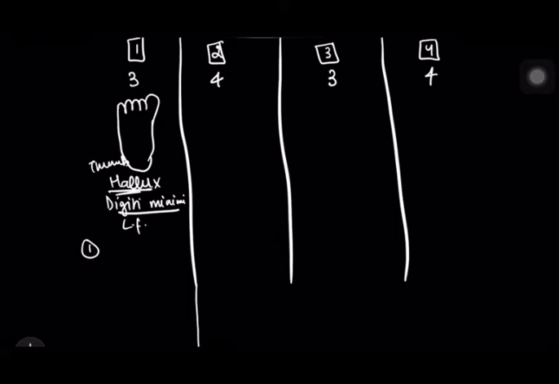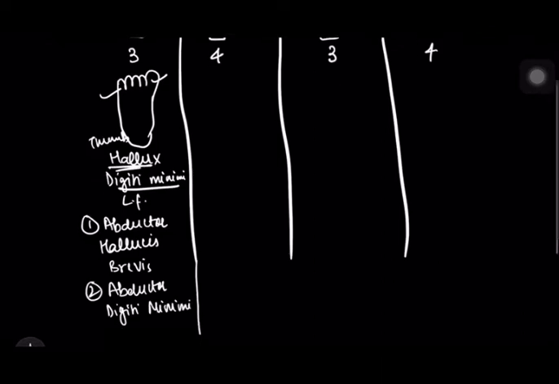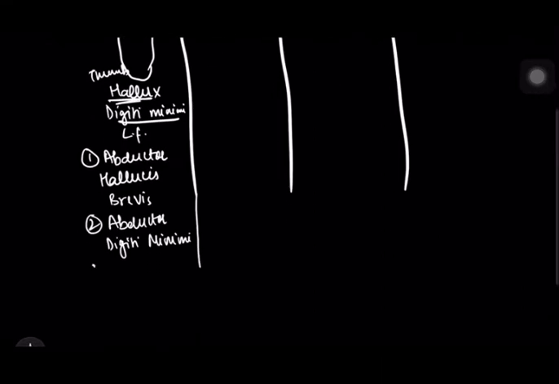So we have 2 abductors in the first layer, on both extremities: abductor hallucis brevis, and then we have abductor digiti minimi. Apart from it, for the other fingers, we have one flexor, which is flexor digitorum brevis. These are the 3 muscles of the first layer.